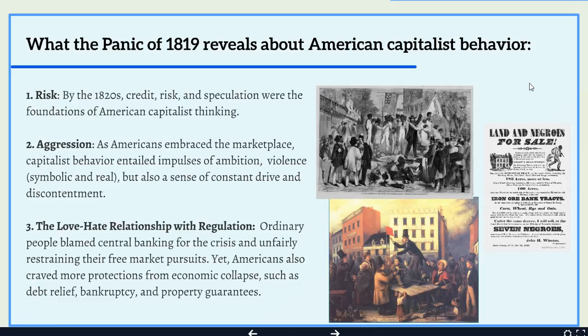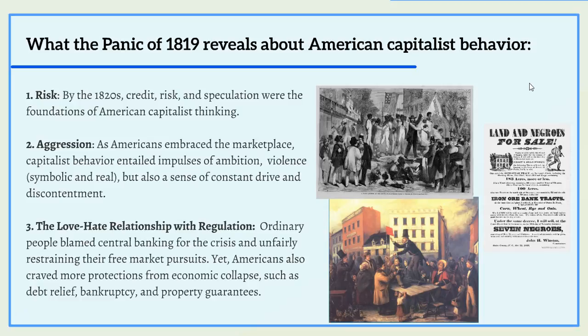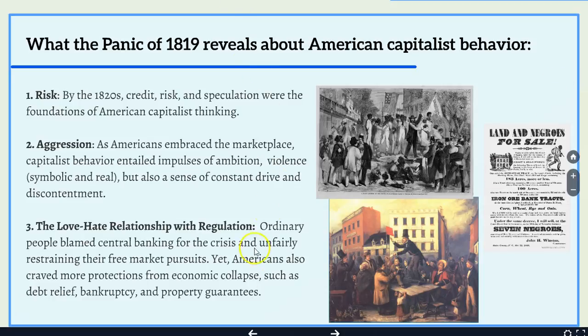Now, eventually the country would recover from the Panic of 1819. But why it's important to us when we think about the history of American capitalism is how the Panic of 1819 revealed some fundamental truths about capitalism and capitalist behavior in American society. For one thing, what we see are basically three core qualities to what capitalist behavior now entails in American society. And in many ways, guys, those qualities have really stood the test of time.